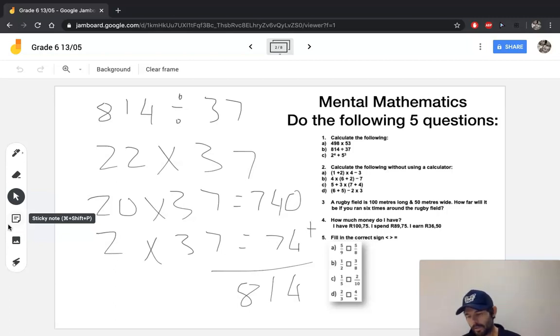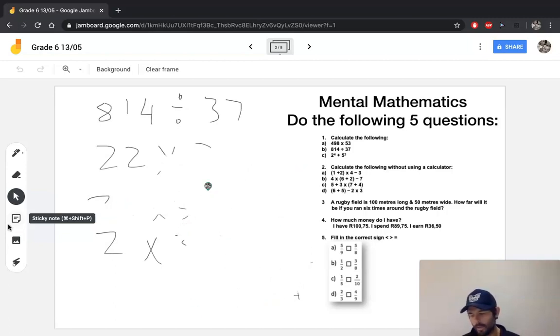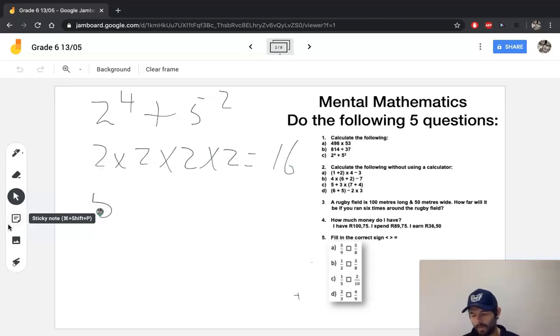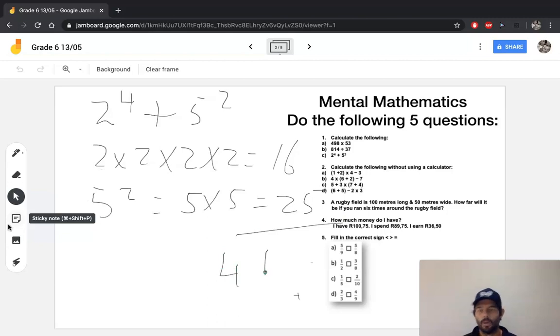And then question C is an exponent question, okay? And that question is 2 to the power of 4 plus 5 squared, and we know that 2 to the power of 4 is 2 times 2 times 2 times 2, so that's going to give me 16. And we know that 5 squared equals 5 times 5, which gives me 25. And if I add those together, I'm going to get 41. Okay.